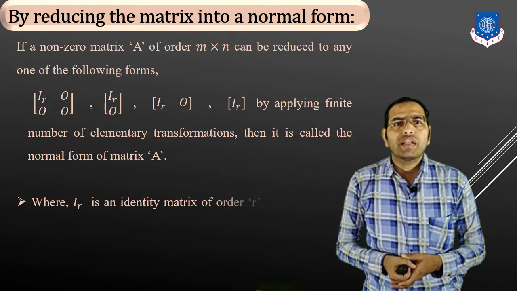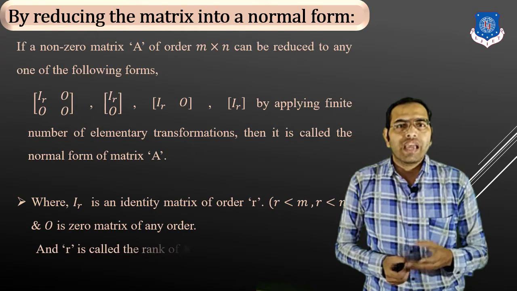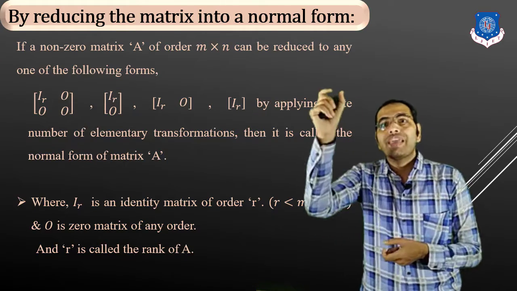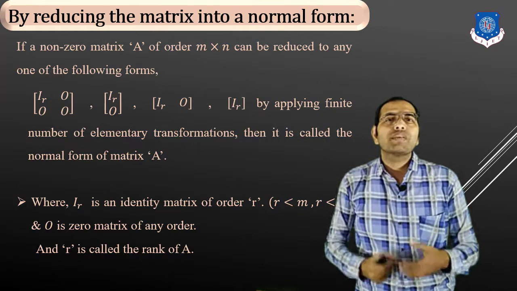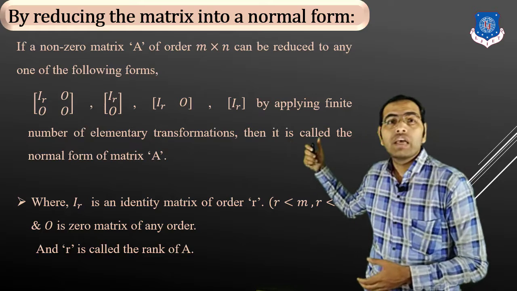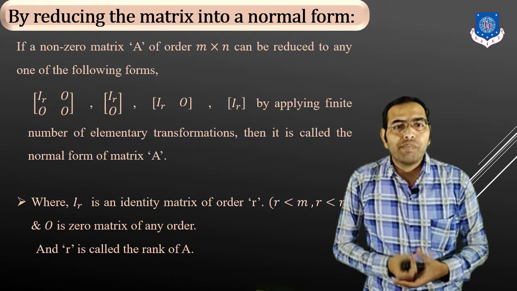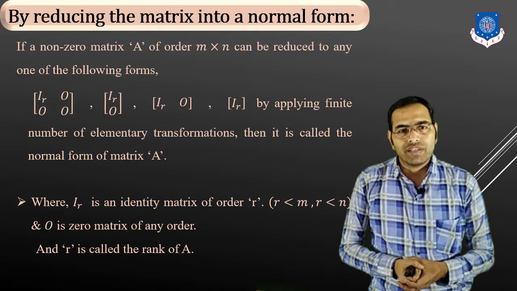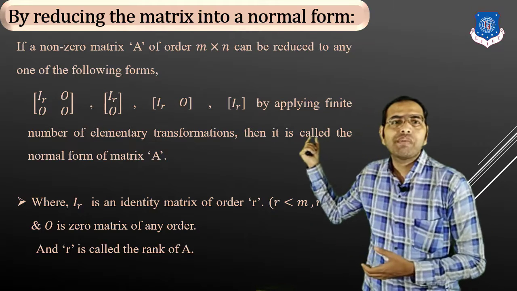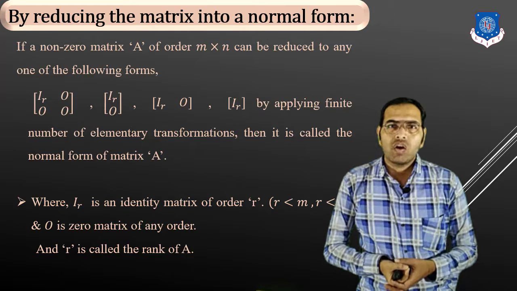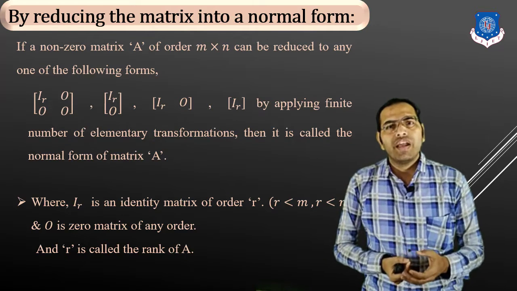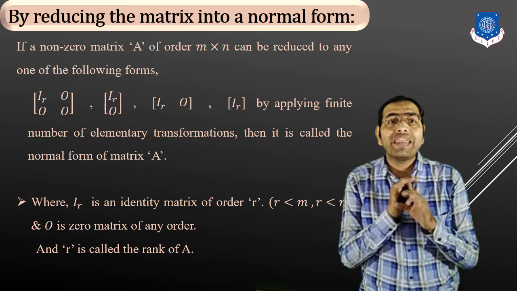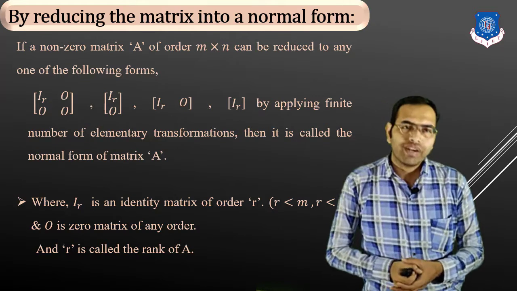If a non-zero matrix A of order m cross n can be reduced to any one of the following forms: I_r 0 0 0, I_r in the column with 0, I_r in the row with 0, or simply I_r. These are all forms of the normal form, by applying a finite number of elementary transformations. Here I_r indicates the identity matrix of order r, where r is less than m and r is less than n. Here 0 indicates the zero matrix of any order, and r is called the rank of the matrix.